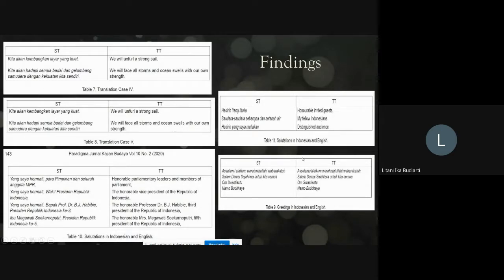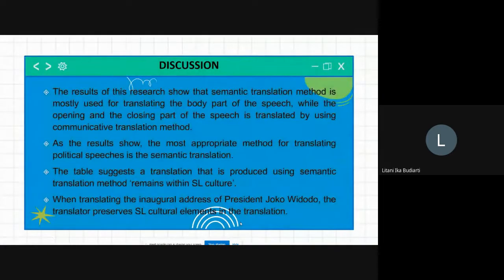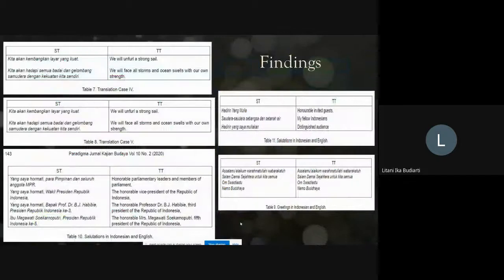And we also have salutation in Indonesian and English. So this is the discussion. The result of the research shows that the semantic translation method is mostly used for translating the body of the speech, while the opening and closing parts of the speech are translated using the communicative translation method. As the results show, the most appropriate method for translating political speeches is semantic translation. The table suggests that a translation produced using the semantic translation method remains within the SL culture. We can see the proof here.